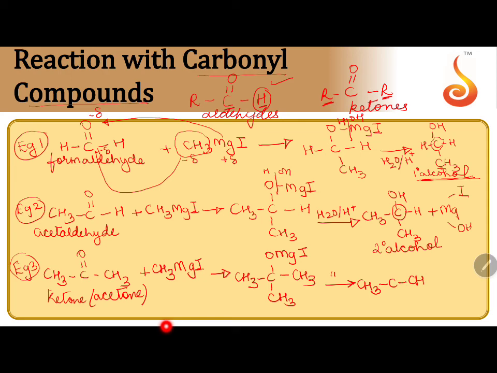a tertiary alcohol. A carbon attached to OH is attached to 3 carbons, and hence this is a tertiary alcohol. So we can conclude like this, that carbonyl compounds react with Grignard reagent to give useful compounds. Formaldehyde gives primary alcohol, any other aldehyde gives secondary alcohol, and ketone gives tertiary alcohol.